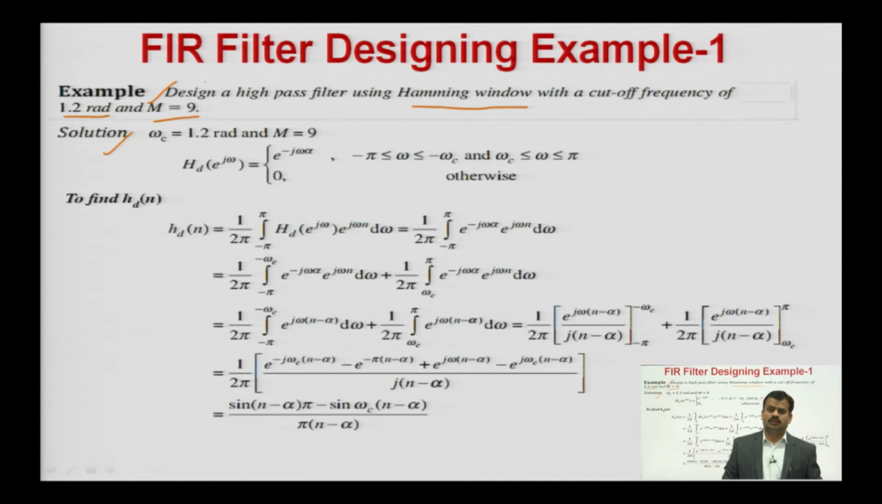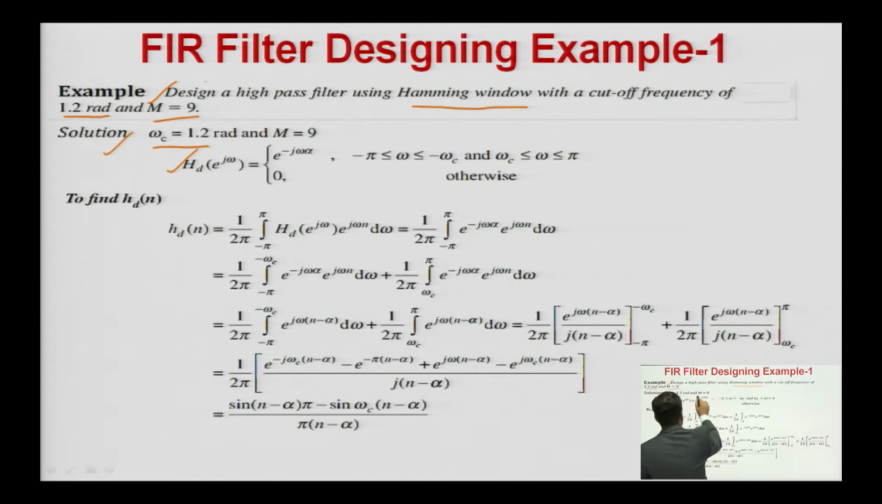Now, at first what is given to you: omega c is equal to 1.2 radian and M is equal to 9, and H_d of omega, the frequency response of the digital filter, is given to you. It is equal to e to the power minus j omega alpha, for the limits minus pi to minus omega c, and omega c to pi.